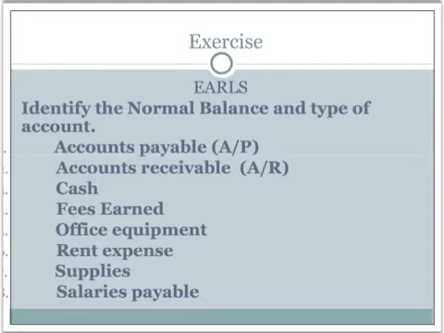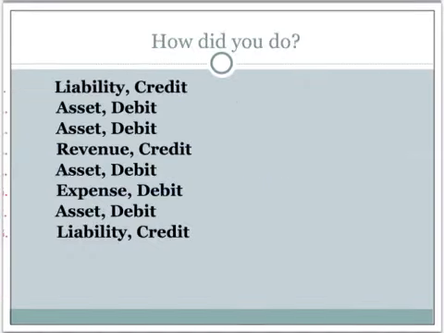Take a moment and identify the normal balance and type of account for each one of these accounts listed. Example, right here, accounts payable. Accounts payable normal balance is a credit and it is a liability account. I'll give you a few minutes to work on the next few. You can advance to the next slide for the answers when you are ready. So, how did you do? Go ahead and take a moment to check your answers. Push pause on this video while you do that.